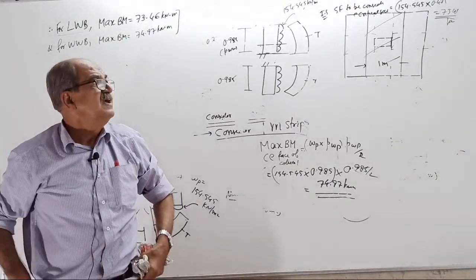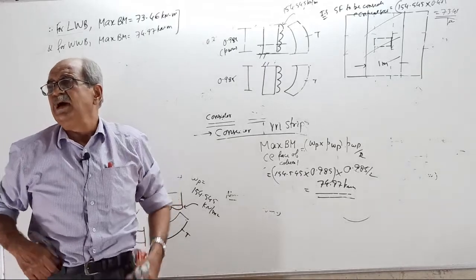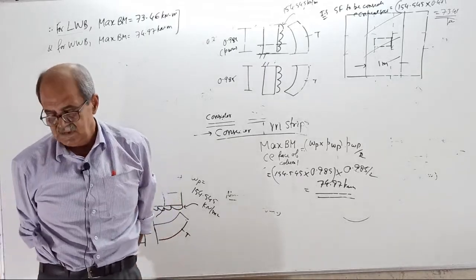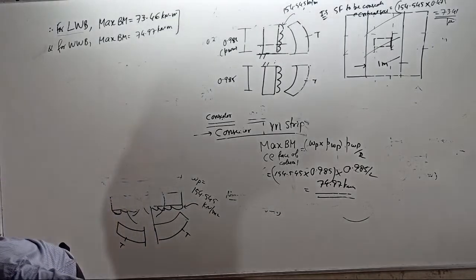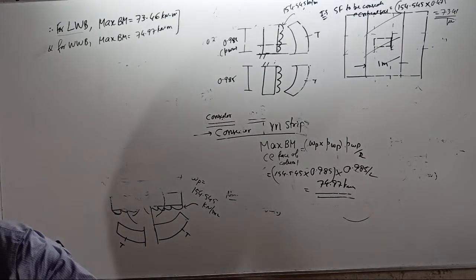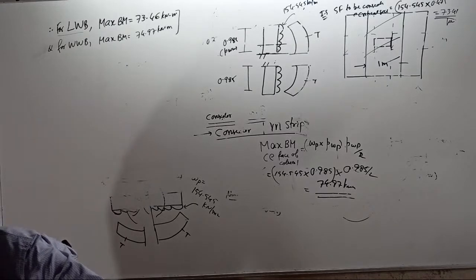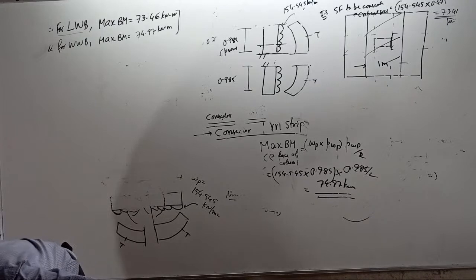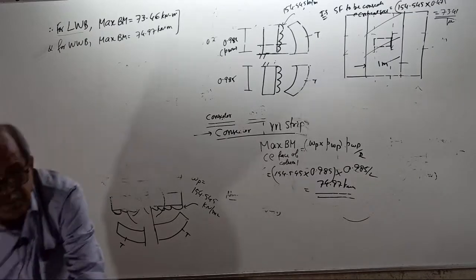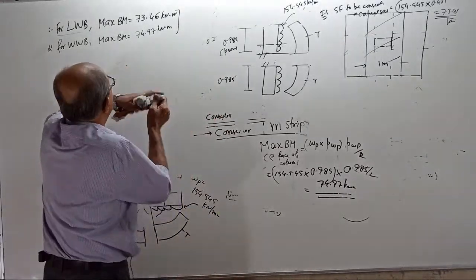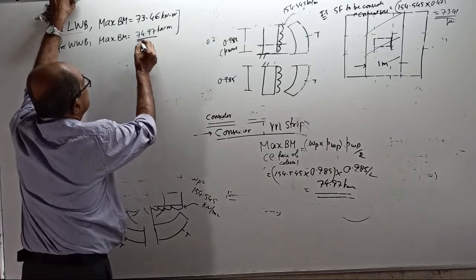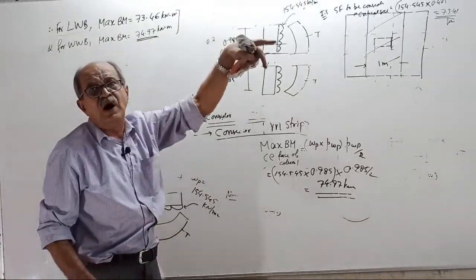Tell me, why did these two bending moments come almost the same? Tell the reason. Slight difference, okay, almost the same. Because we maintain the same projection. Suppose now the critical bending moment is 74.97. We will find the depth for this bending moment.